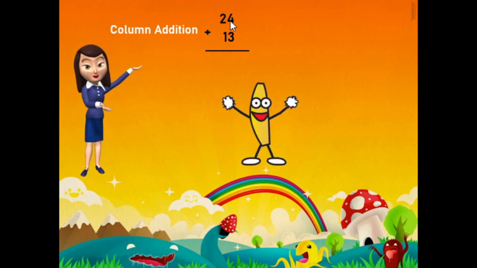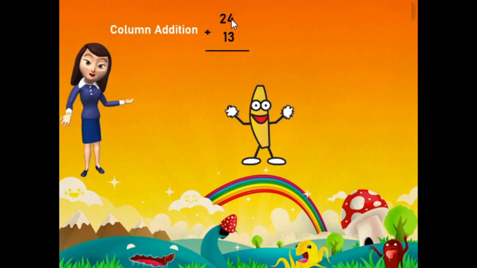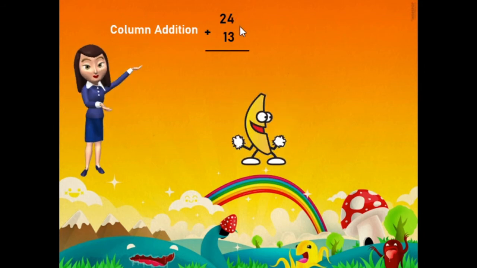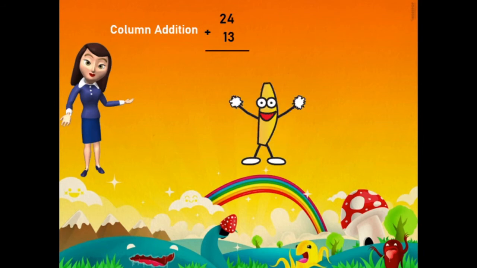They are now arranged in columns. 4 and 3 are aligned with each other. 2 and 1 are aligned with each other.